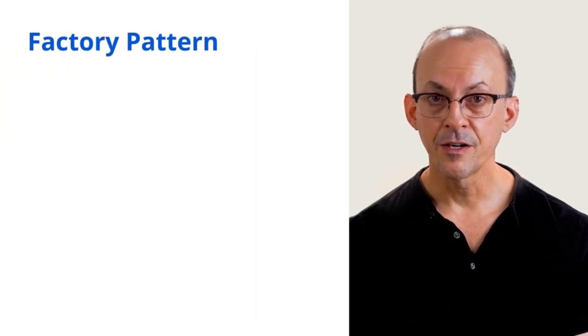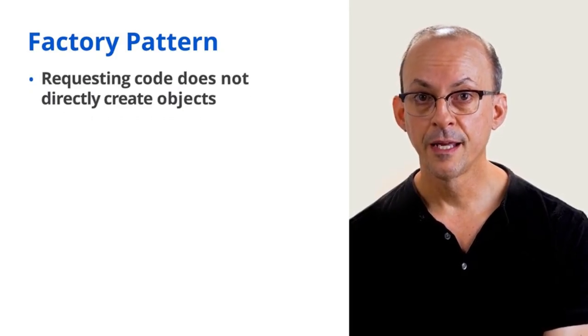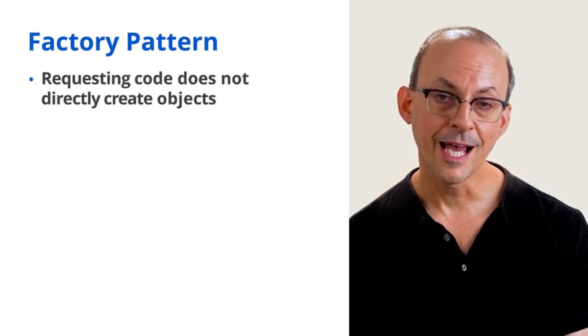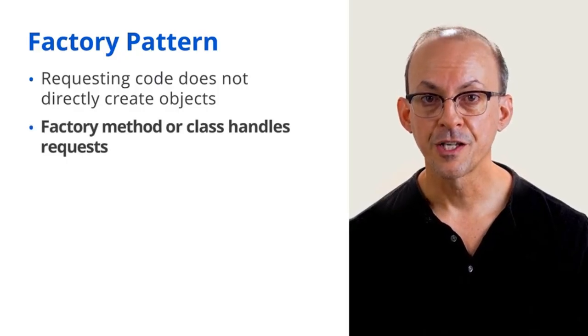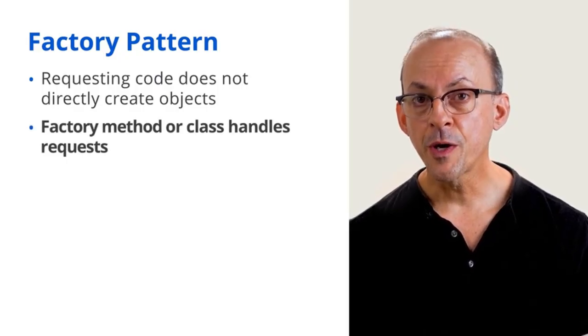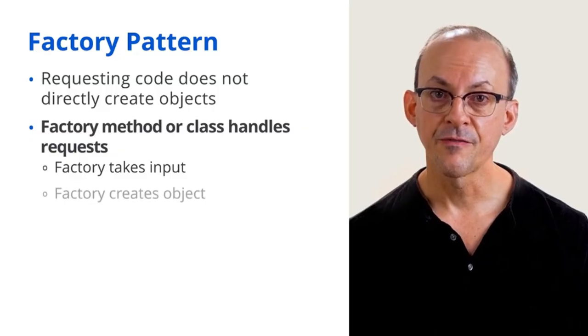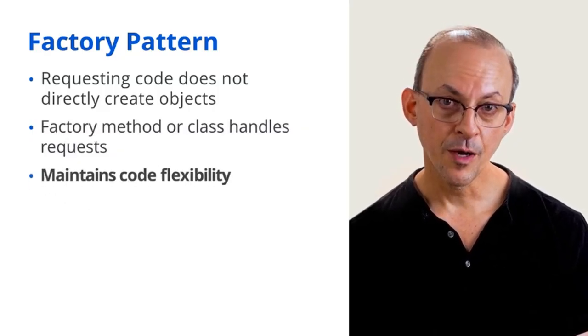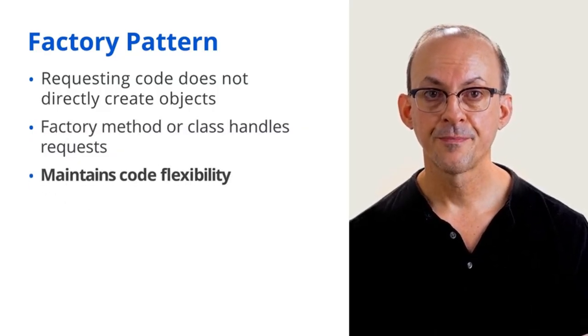In the factory pattern, instead of creating an object directly, your code asks a special method or class called a factory to handle the creation for you. This way your code doesn't need to worry about the details. The factory takes care of it, making your program more flexible and easier to manage.